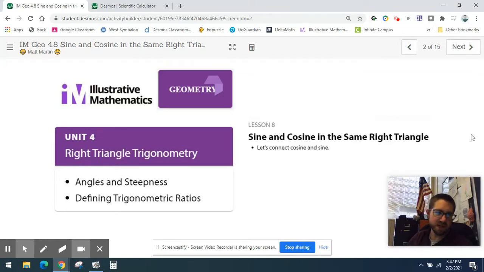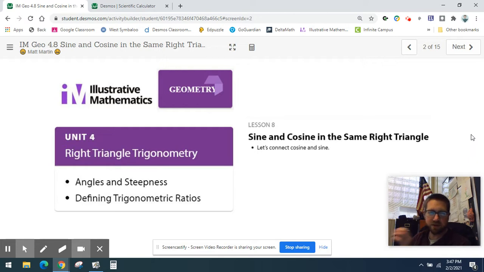Hello, everybody. Today we're going to talk about lesson 4.8 on sine and cosine in the same right triangle. In particular, we're going to explore a relationship that happens with complementary angles, that is, angles that add up to 90 degrees, and how that relates to sine and cosine in a single triangle.